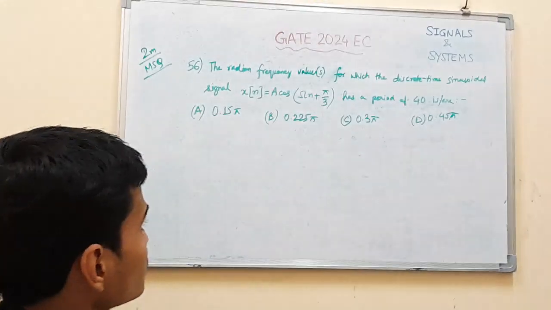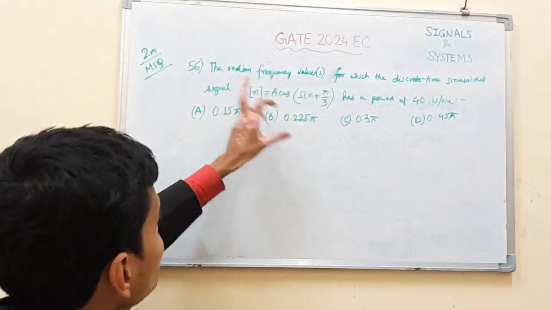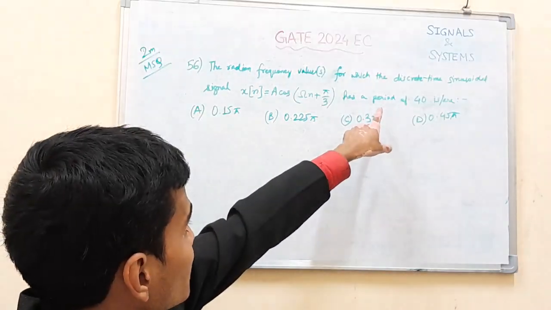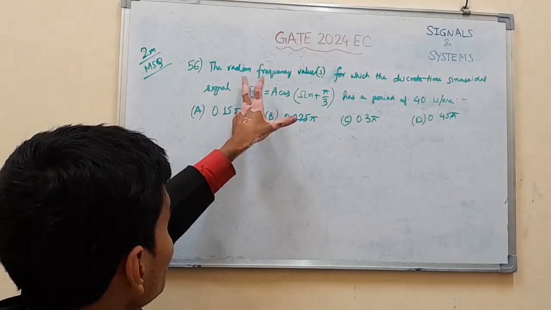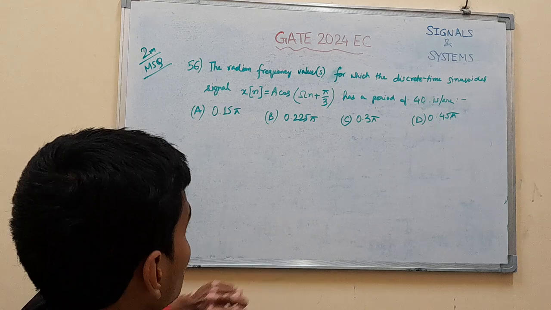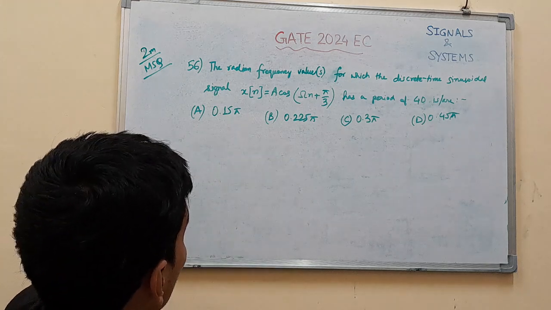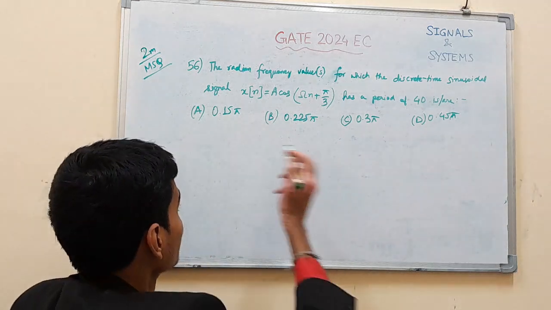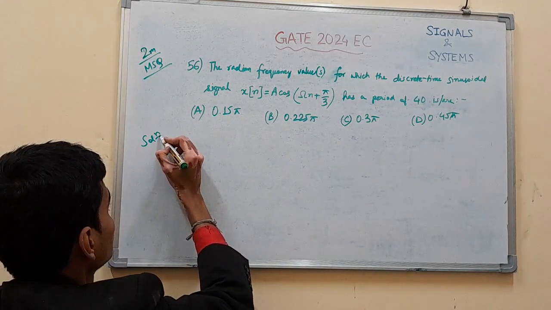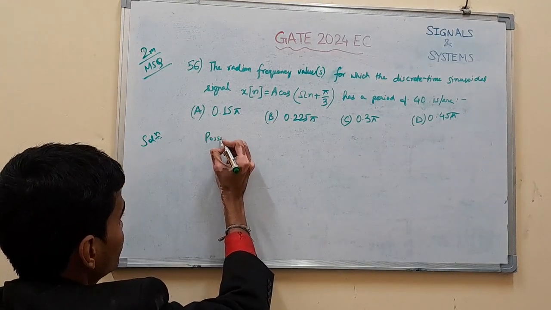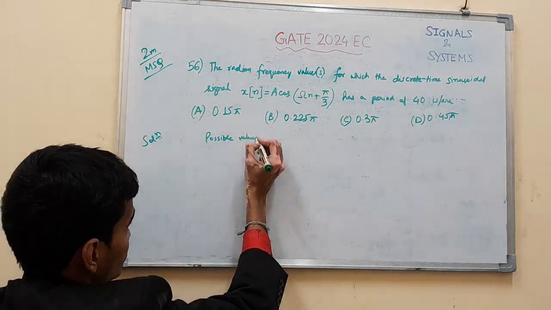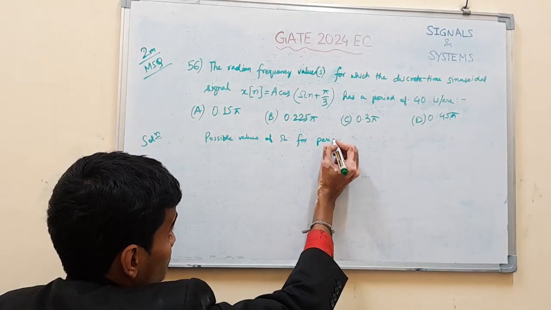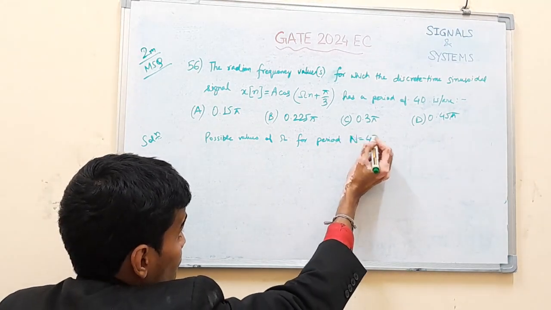The question is given as a sinusoidal discrete time signal in this form, A cos of omega n plus pi by 3 as x of n. It is asked for a period of 40, which of the radian frequency values are possible. The values of omega are asked. Let's see the solution of this question. Possible values of omega for having period N equal to 40.